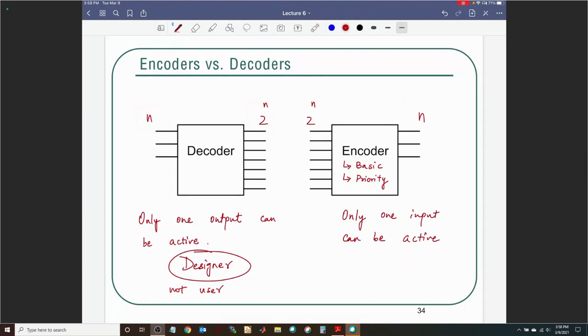So who takes the responsibility of that? We do, yes, the user does. Because it's an input, right? So how are you going to control that the input is following a rule? Well, you can't. So the user has to take the responsibility of making sure that only one input is active. But users are human, which means there is a possibility that more than one input could be active. What do we do then? We establish priority.